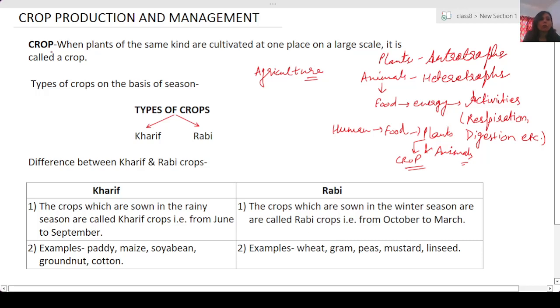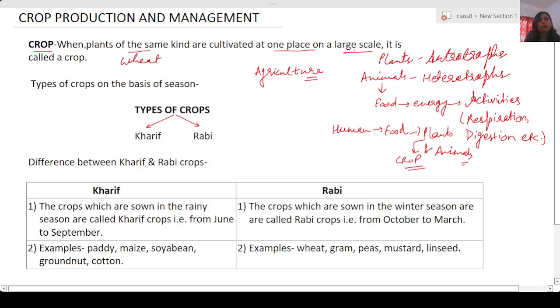So what is a crop? A crop is basically when plants of the same kind are cultivated at one place on a large scale. Now plants of the same kind, for example, suppose you want to grow wheat. So you will take land, okay, a very big size of land, say about in hectares. So in the hectares of land, when you are growing wheat only, then that will be called a wheat crop. Not a single plant is called a crop, remember.